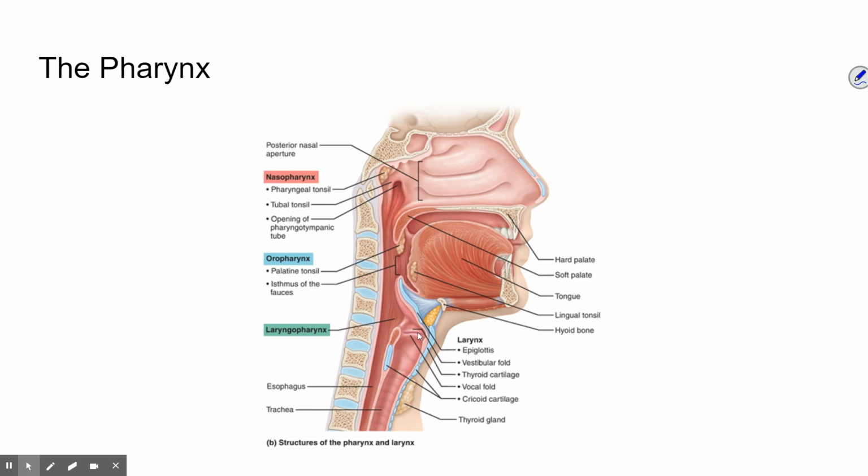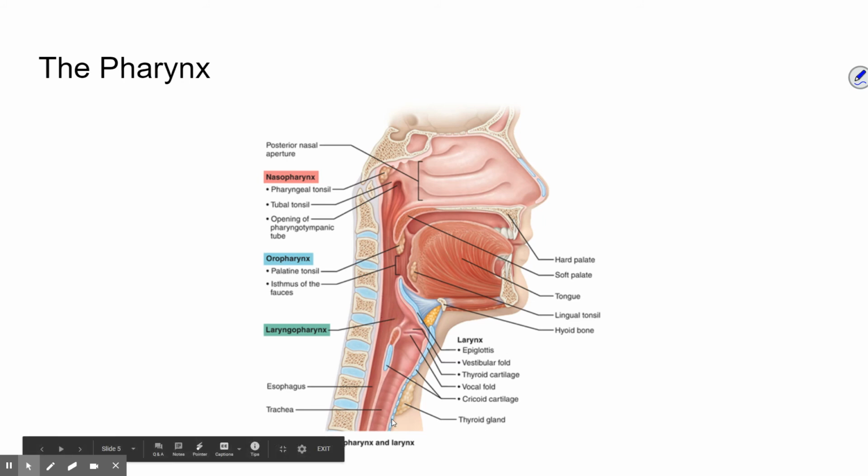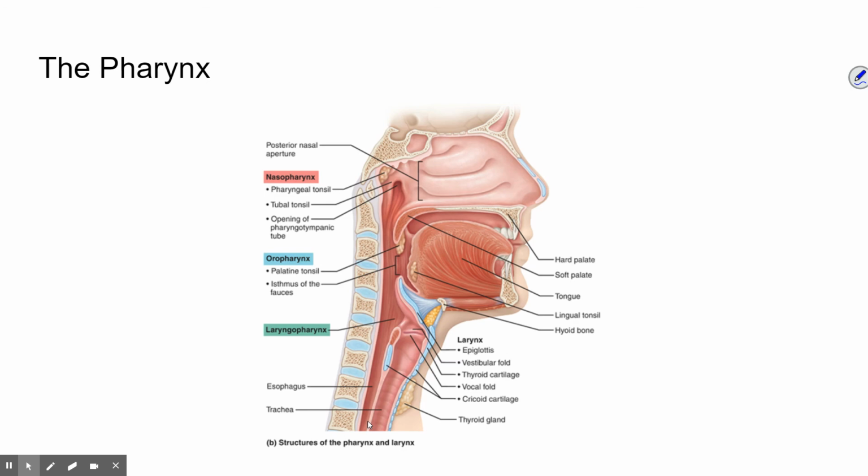And again, it's a passageway for food and air right here in this little area, because food goes down one way, air goes down the other. And there is this structure known as the epiglottis, you can see here. The epiglottis covers the trachea when you swallow so that food doesn't go down into your lungs, which would be bad.